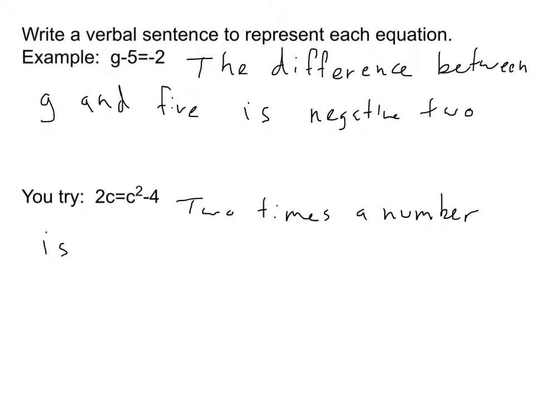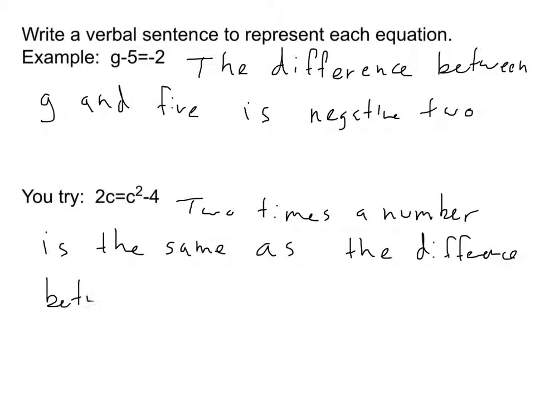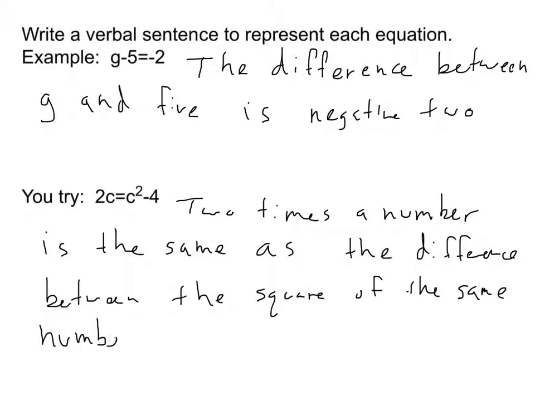So we'll say 2 times the number is the same as the difference between the square of the same number and 4.